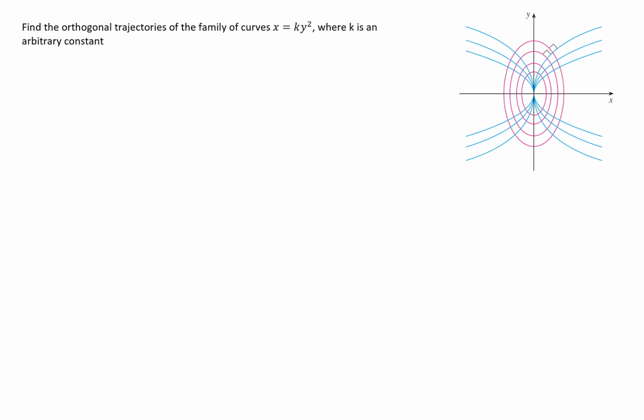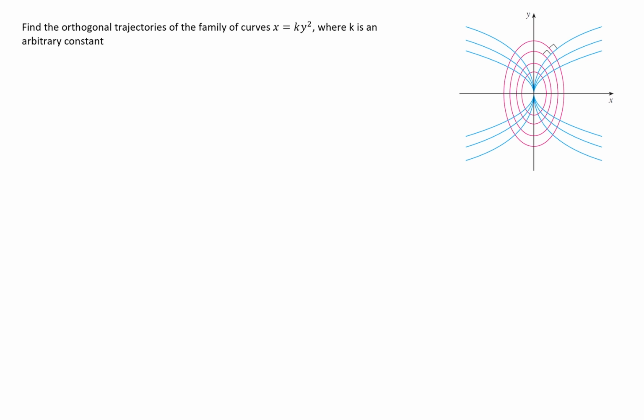Alright, in this problem we are asked to find the orthogonal trajectories of the family of curves x equals k times y squared, where k is an arbitrary constant. Now that function, off to the right here, I have graphed all these sideways parabolas emanating from the origin. So x equals k times y squared gives us a bunch of sideways parabolas.